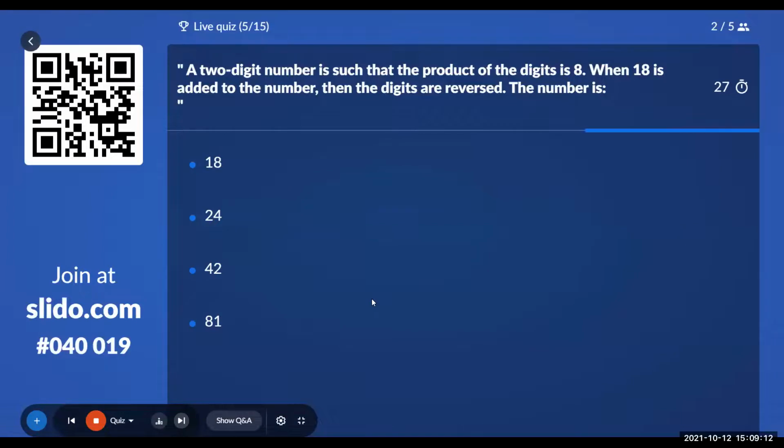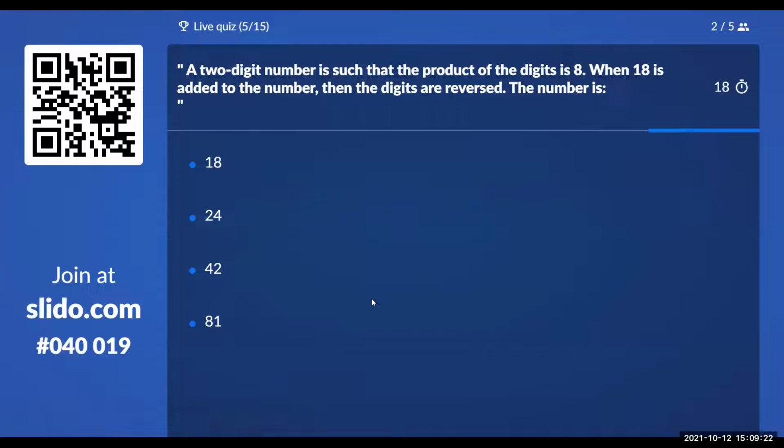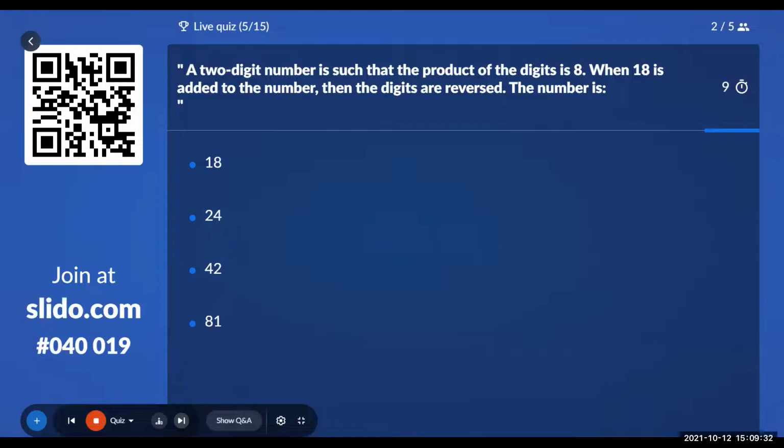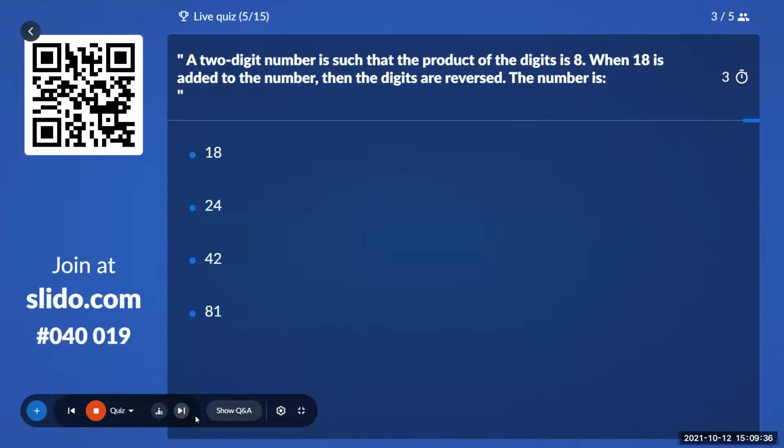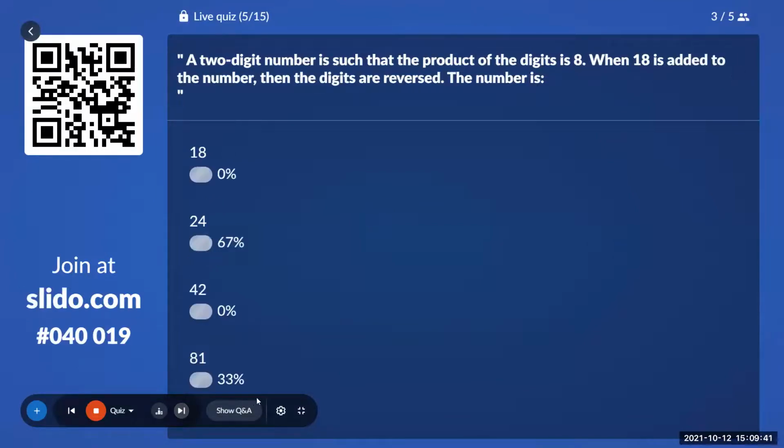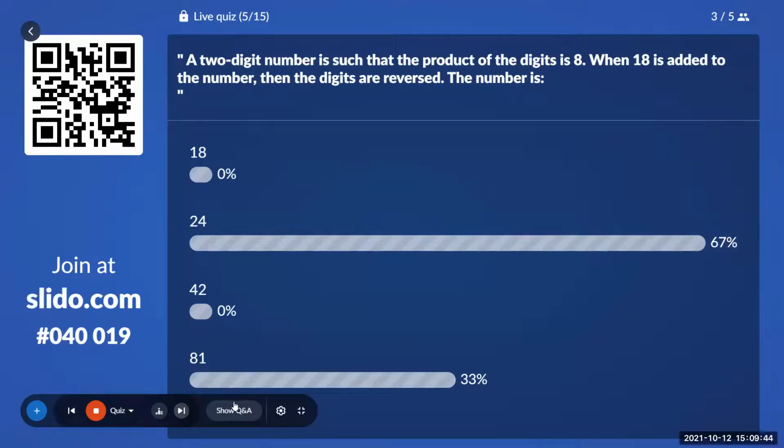So this question is pretty simple. You should be able to solve it. Just assume the 2-digit number is xy, with x in the tens digit and y in the unit digit. When 18 is added to the number, the digits are reversed. Okay, time's up. Submit your responses. Let's see what the answer is. The correct answer is 24.